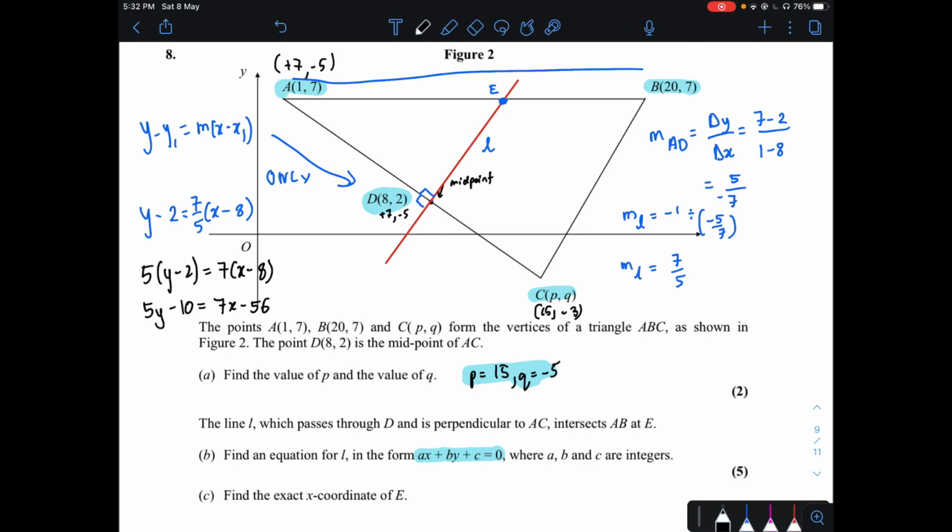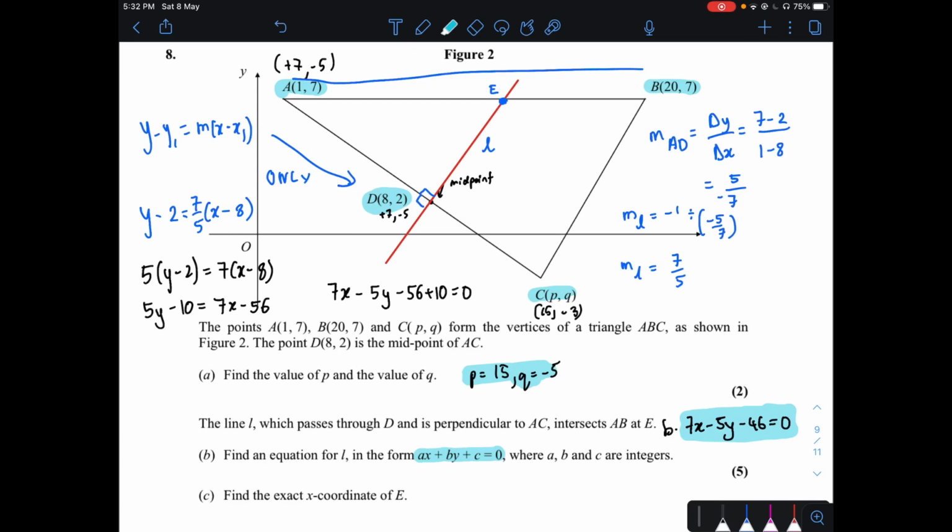Bring the y to the other side because it's ax plus by. So this becomes 7x minus 5y minus 56 plus 10 equals 0. So your final answer for part B is 7x minus 5y minus 46 equals 0. So that's what you're left with over here. So this is our answer to part B.